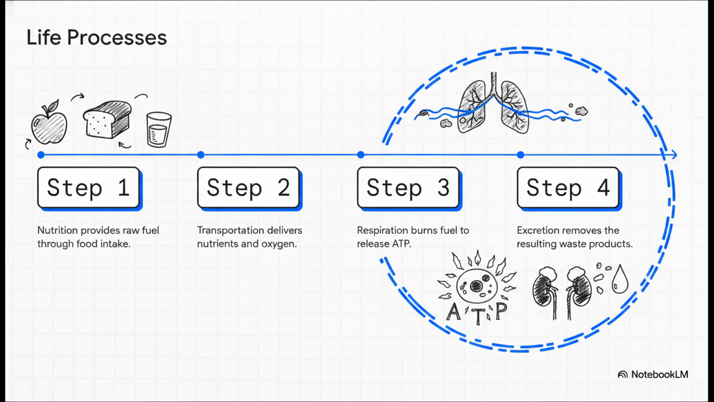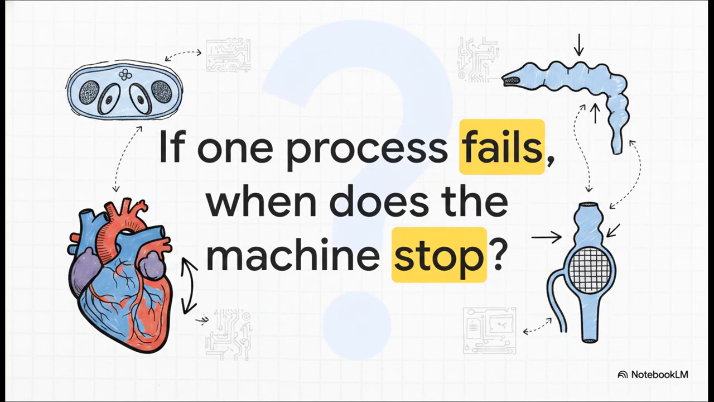A perfect, continuous cycle. I want to leave you with a provocative thought here. If just one of these microscopic processes fails, like if the stomata don't open, if the heart's loops mix, or if the nephron stops filtering, how long until the entire machine shuts down?